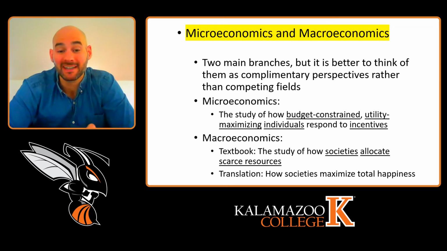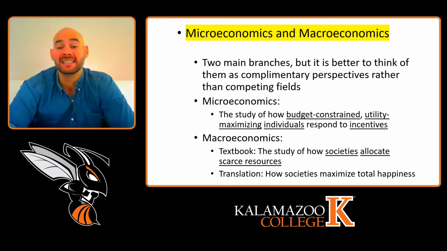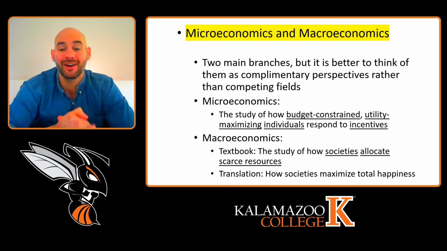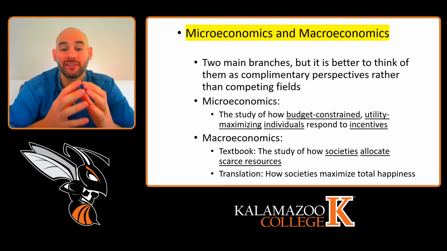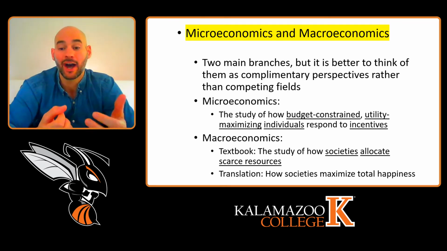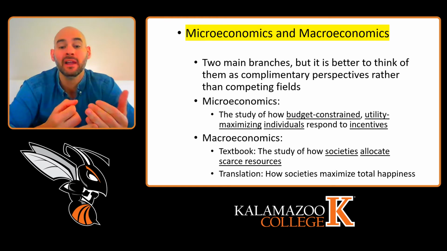For macroeconomics, the textbook definition is the study of how societies allocate scarce resources. And so societies here, these are agglomerations. They are composites of economic agents. We're adding together the behavior of individuals to think of how collectively we make decisions and allocate how we distribute scarce resources such as jobs, such as national income.